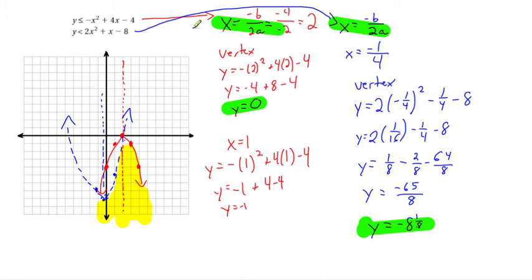Remember, which I almost did not remember, when y is strictly less than, it's going to be a dotted line. When y is less than or equal to, or greater than or equal to, it's going to be a solid line. Make sure you're aware of that and get some more practice.